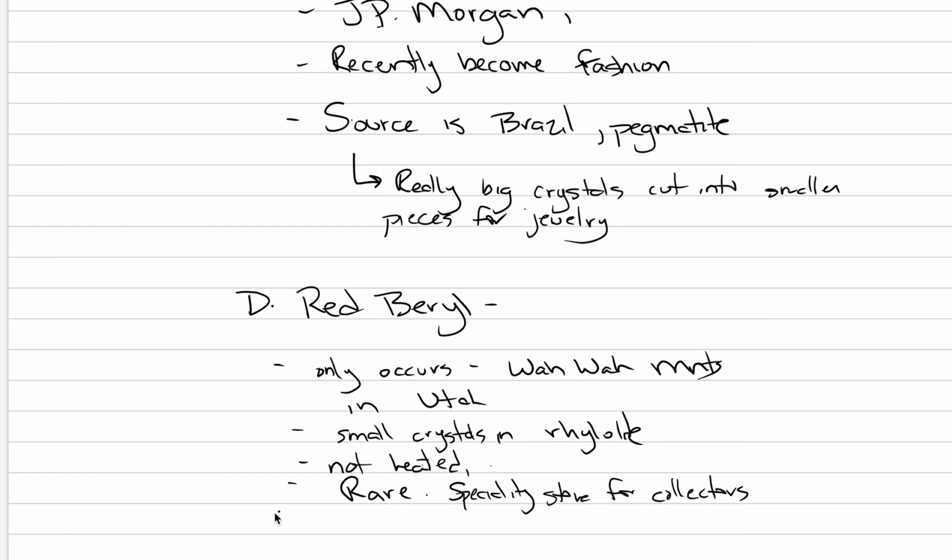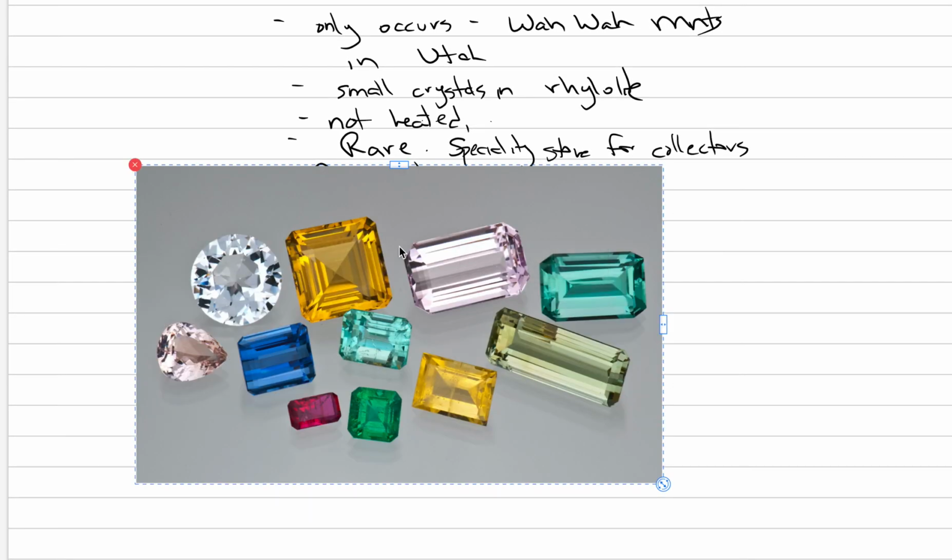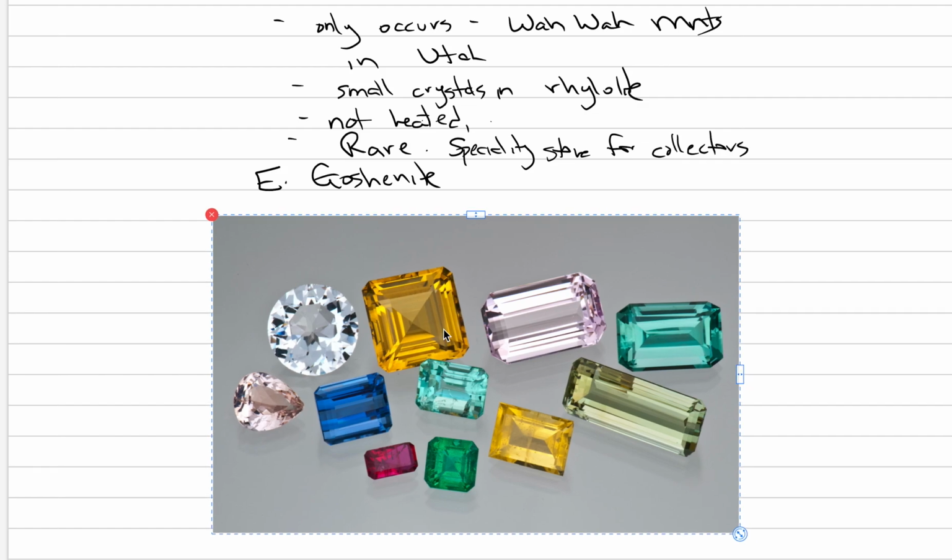And then the last type is goshenite. Snore, it's clear. It used to be used for like reading glasses, but no one really cares about that. Let me just put a picture in and we can look at this.